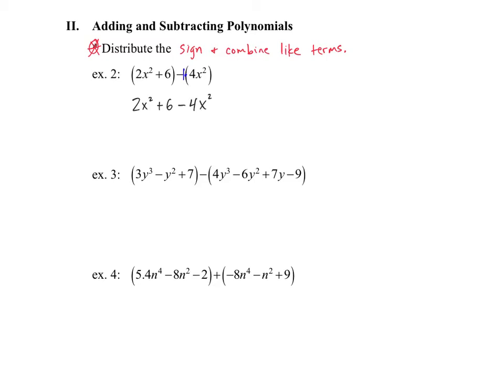And once we're there, we just do what we did above. So I have 2 of my x squareds, it's a positive 2, and I have a minus 4x squareds, or you could view it, I suppose, as negative 4x squared. But that gives me a total of minus 2, or negative 2x squareds. And then I have a positive 6 right there, so we could write a plus 6 there at the end.